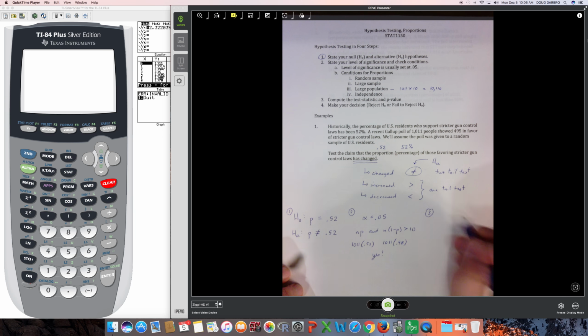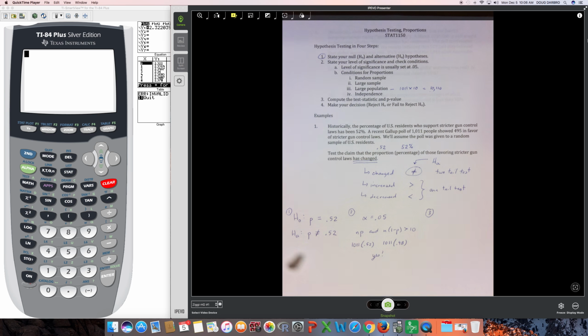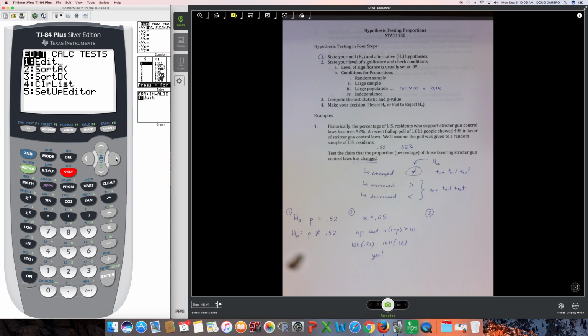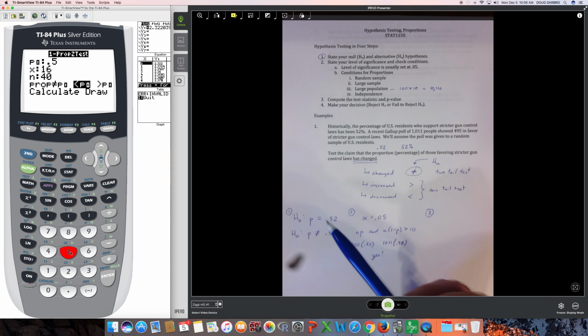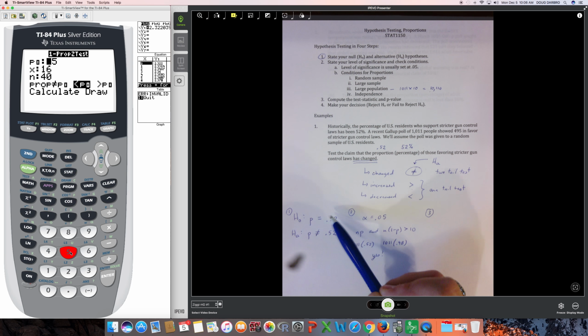All right, the next thing we're going to do is number 3, we're going to compute the test statistic and the p-value. Well, guys, what I would do there is I would use the calculator. So I've got it right over here. So guys, I would go to stat, and I would go over to test, and I would come down to number 5, which is a 1-prop z-test. Now, the p sub 0, what they're trying to do there is they're trying to get you to put in the value for p that is in the sub-zero statement, which is your null hypothesis. So, guys, we're going to have a 0.52 there.